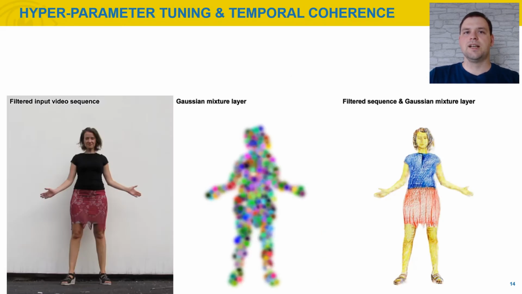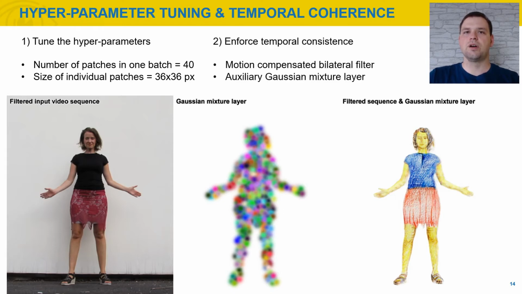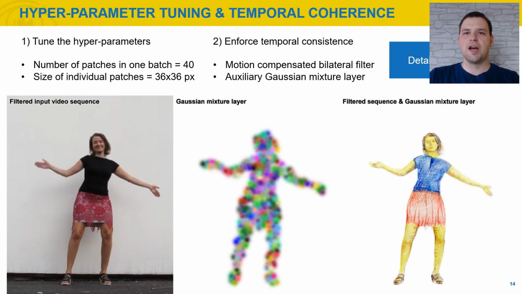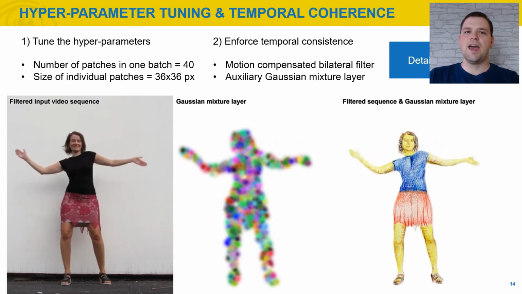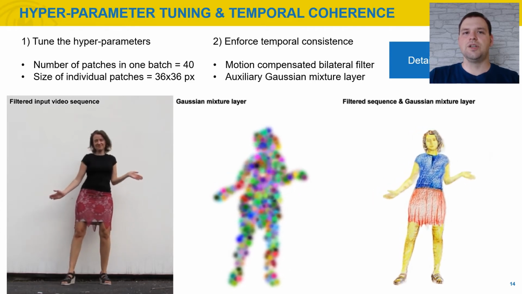But it was not working just yet. We needed to solve two more issues. First, we needed to tune the hyperparameters, but we didn't have any ground-truth data to validate our network on. We just had one hand-painted style exemplar used to train the network. And second, we needed to enforce temporal coherence so that the resulting video does not flicker in time. To do that, we use a motion-compensated bilateral filter and we propose a new auxiliary Gaussian mixture layer. Unfortunately, we do not have time to talk about this now, so please refer to our original paper for more details. And once these two issues have been solved, we are able to generate stylized videos of high visual quality and temporal coherence.